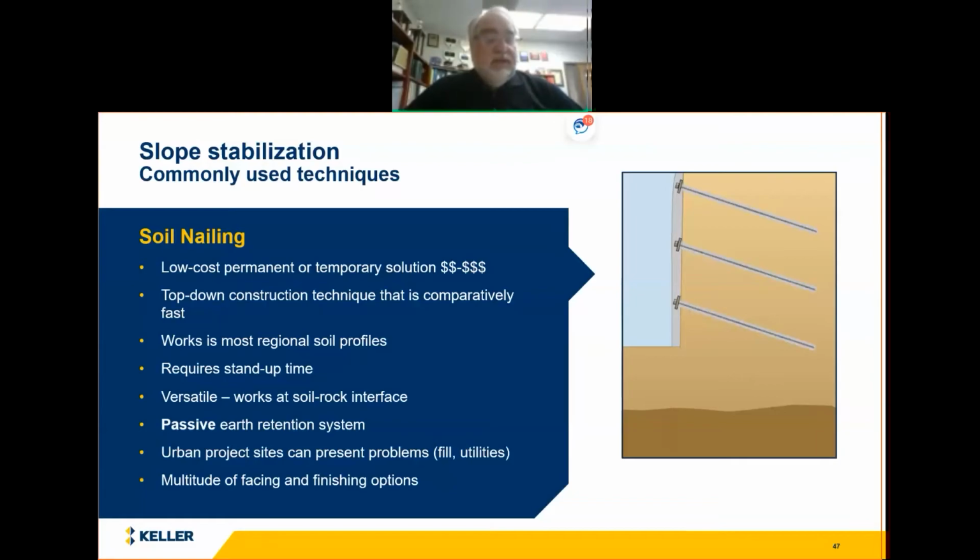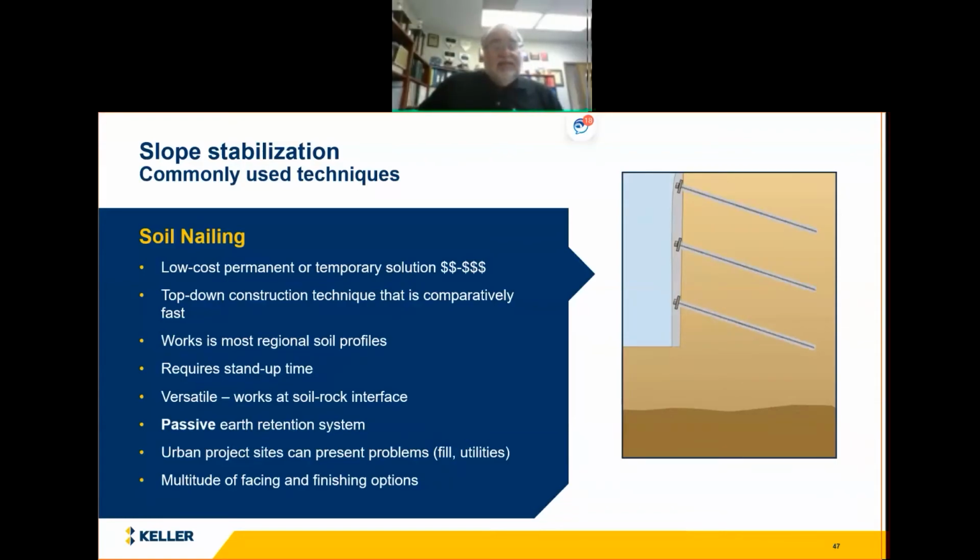One of the things you have to have is stand-up time. The soil has to be able to stand on its own for that 5-foot cut. If you don't have that, for example, if you're in Florida and you've got clean sugar sands, it's really hard without pre-grouting. You dig down 5 feet and it'll just run out on you. So you need that stand-up time. It works really well in a lot of different regional soil profiles. It's very versatile because you can just keep on going when you hit bedrock. Turn it over into rock bolting.